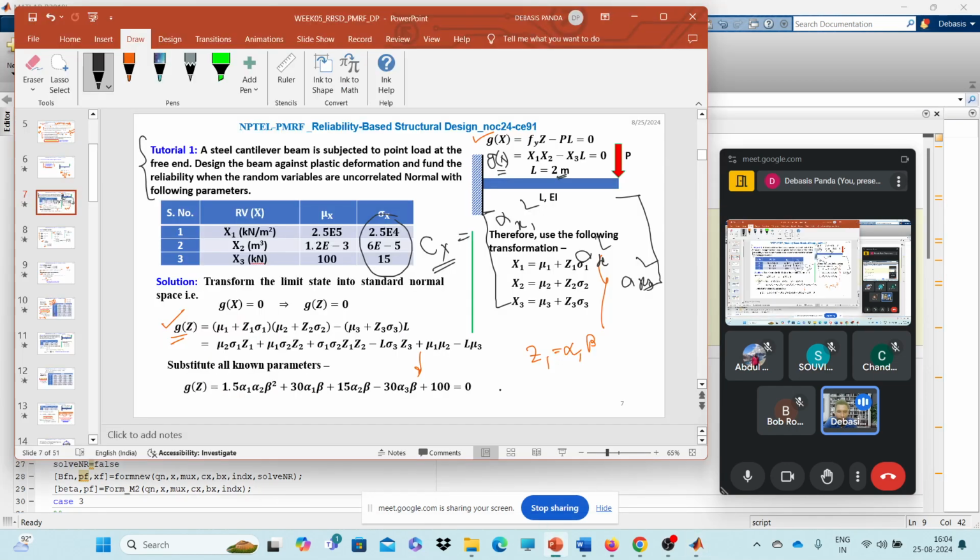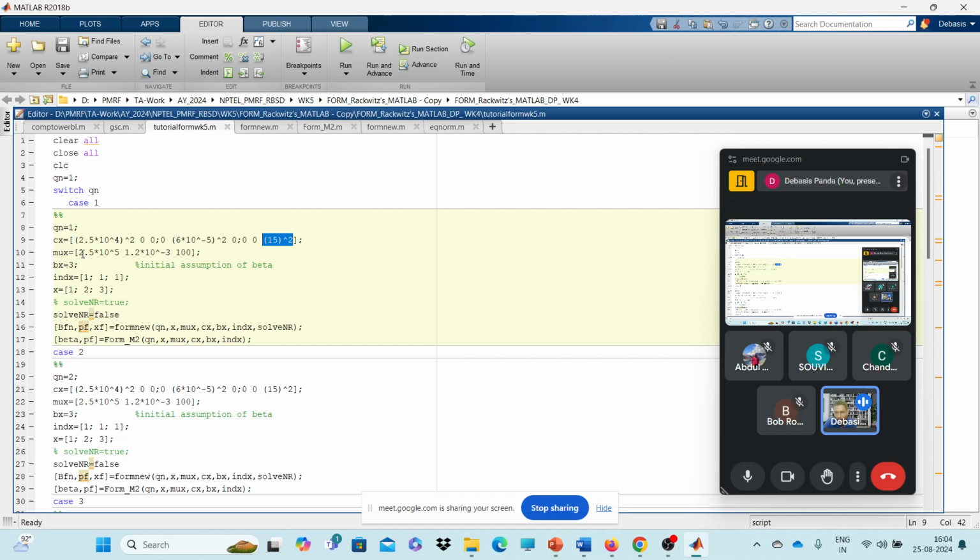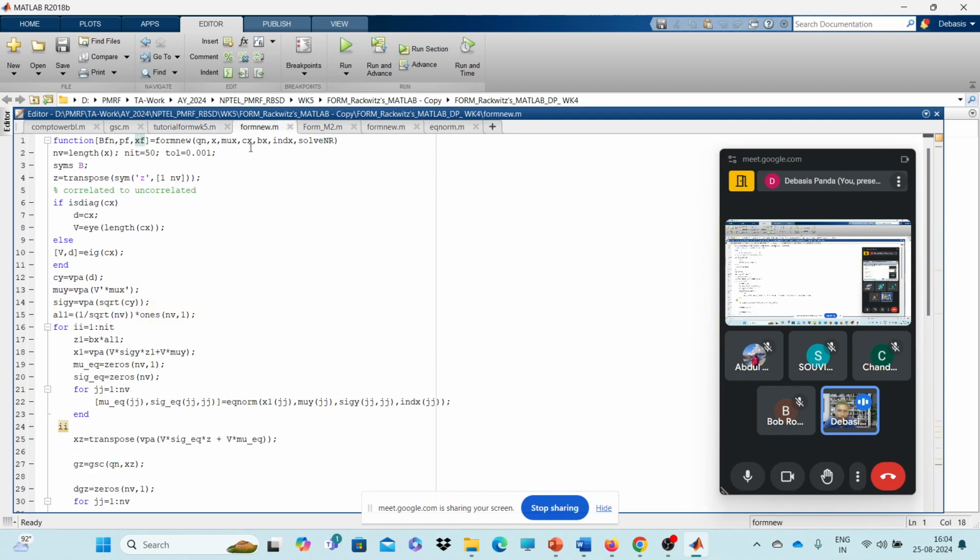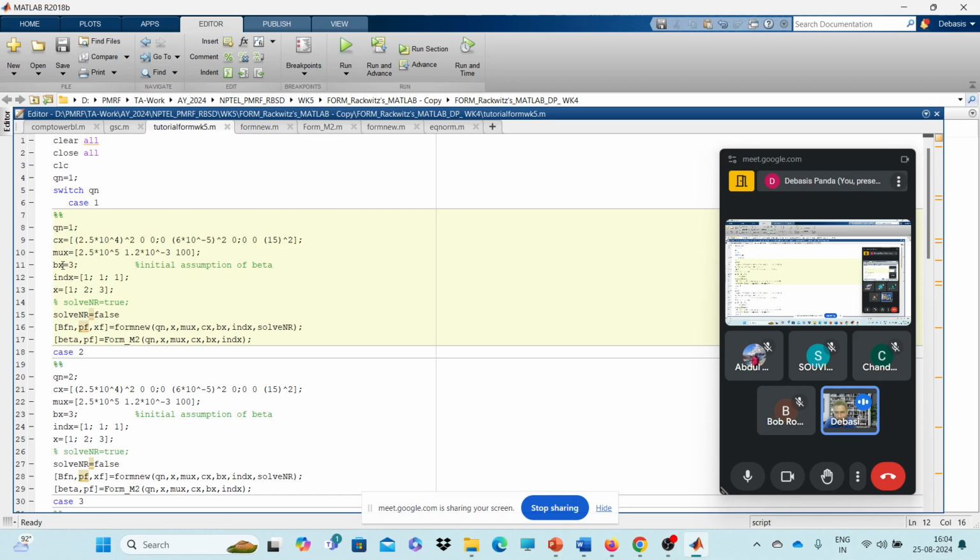Now I need to put the mu values. We already have the mean of x1, mean of x2, mean of x3. So let's quickly put the mean values: mean of x1 2.5 into 10 to the power 5, 1.2 into 10 to the power 3, minus 3, and 100. Correct? Now, to call this function file, I have provided the question number, mu, and cx. I haven't provided the number of random variables, initial beta and index x. So first, initial beta, let's say 3.